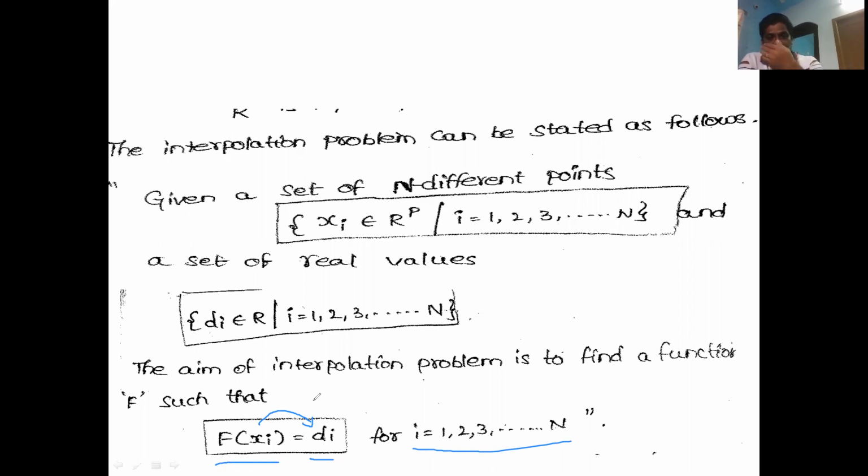So the aim of the interpolation problem is simply to identify a function that maps the input patterns from the input space to some desired response di. Okay, so that is the statement of the interpolation problem.